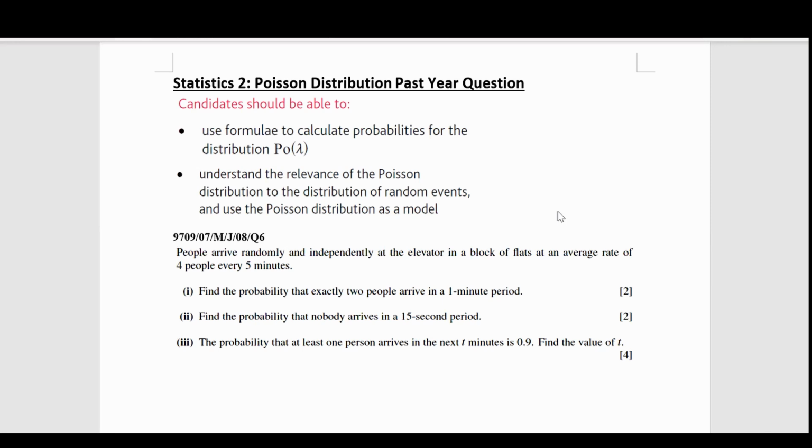Candidates should be able to, from the syllabus, use the formula to calculate probabilities for the distributions. So when it indicates Po, it means Poisson distribution with the parameter lambda. I will write down the formula here. This formula is given in the formula booklet MF19.